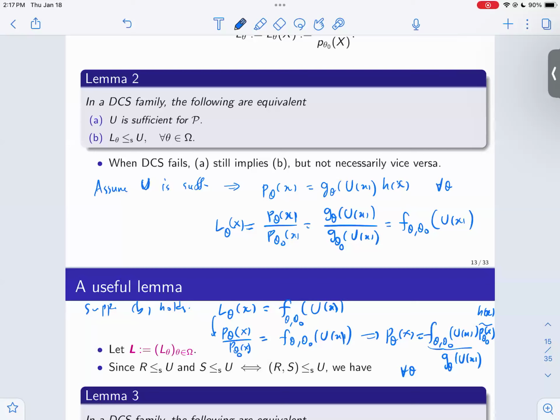It's a little bit tricky, but this is quite simple. Hopefully you can do it for yourself. It's almost like a rewriting of the factorization theorem. The factorization theorem goes both ways. And you can see the division by theta naught gets rid of the dependence on theta naught. Okay, so is this sort of clear? U is sufficient if and only if, when I form this L theta, that L theta is a function of U for any theta.